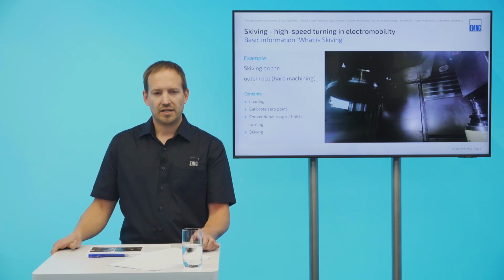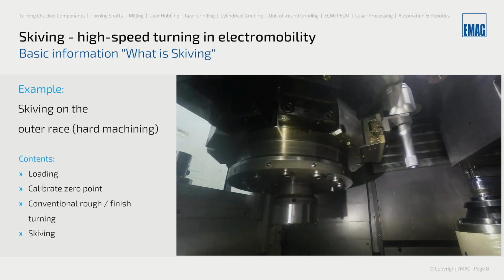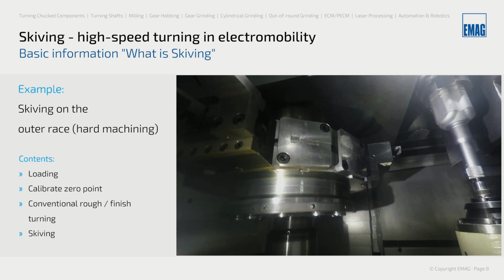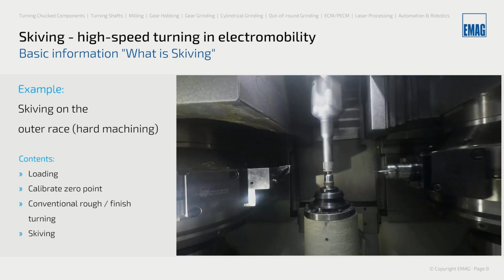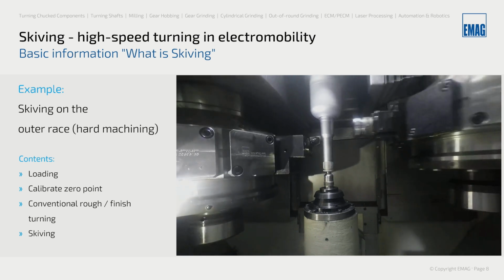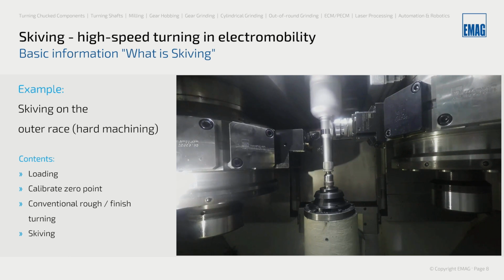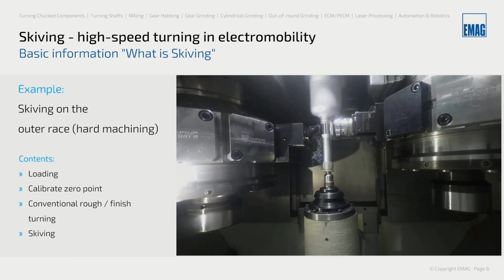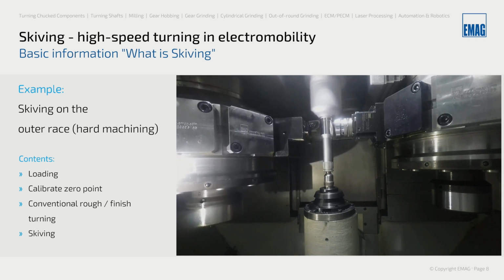So here we see an example of hard skiving. We see the whole process in the machine. At first, our turret brings the part into the machine. Then we have a measurement in the Z direction so that we know exactly where the part is. At the beginning, we do a pre-turning with a standard conventional turning process. I will tell you later why we need this. And after that, you can see the skiving process.